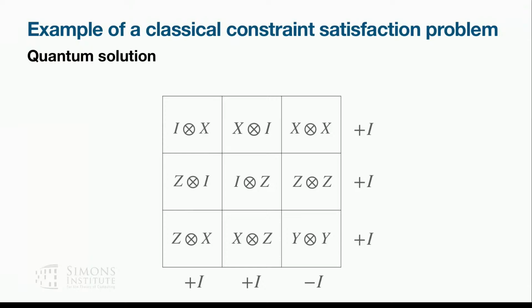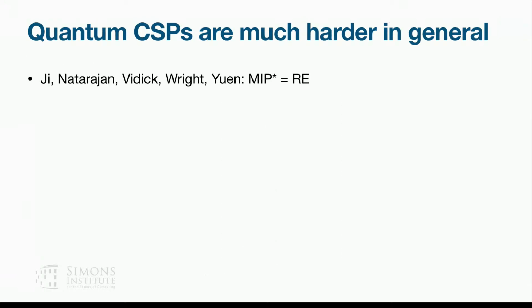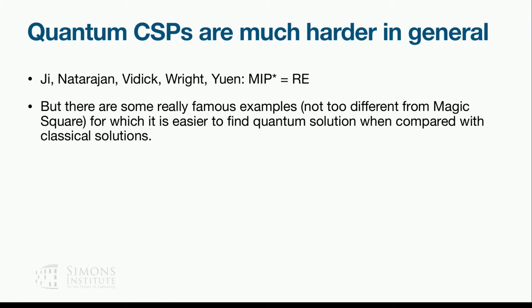So now that we can tell that these problems are important all over the place, let me tell you about some of the things that we know about them. Unlike the example of magic square, which was very easy to reason about, in general, quantum CSPs are really, really hard, much harder than classical CSPs. But there are very famous examples like magic square. There are many others where finding a quantum solution is actually sometimes easier than the classical solution.